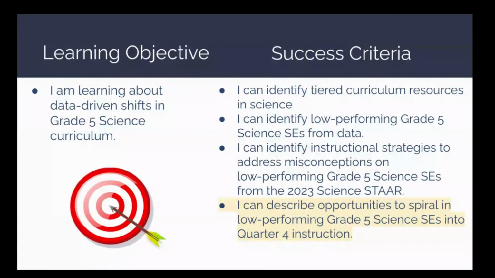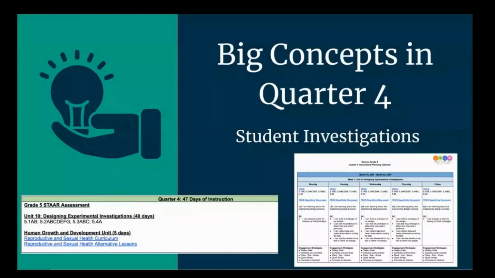As we move on to our fourth success criteria, you will be able to describe the opportunities to spiral in low-performing grade 5 science SEs into quarter 4 instruction. In quarter 4, the big concept is student investigations. On this slide, we have linked the IPC for quarter 4, week 1. We've also linked the YAG, the year at a glance, for you to take a look at what will be presented during quarter 4.